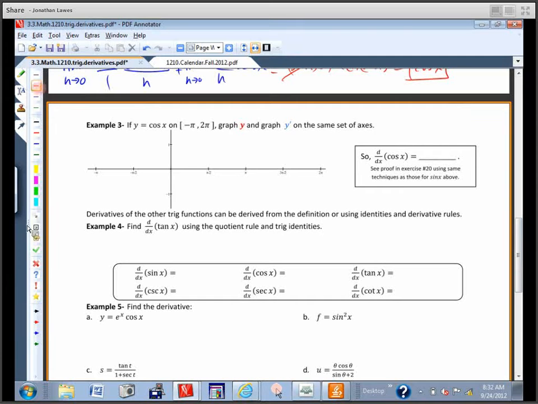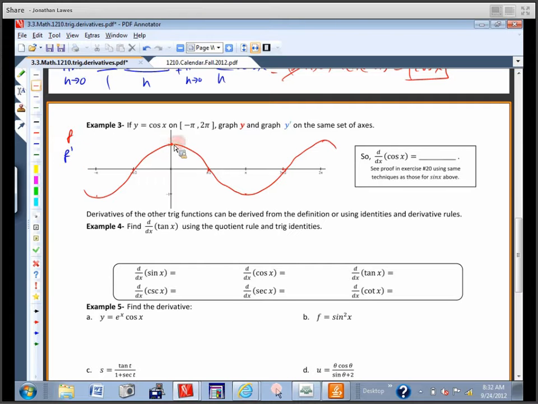So if I graphed in red the cosine function, remember cosine starts up here, goes down, comes back. So it looks something like this. Here's the cosine function. It's a sinusoidal curve, just like sine is. It has that same wave pattern, same period and all that. Okay, so this is the function, and then the derivative I'm going to do in blue.